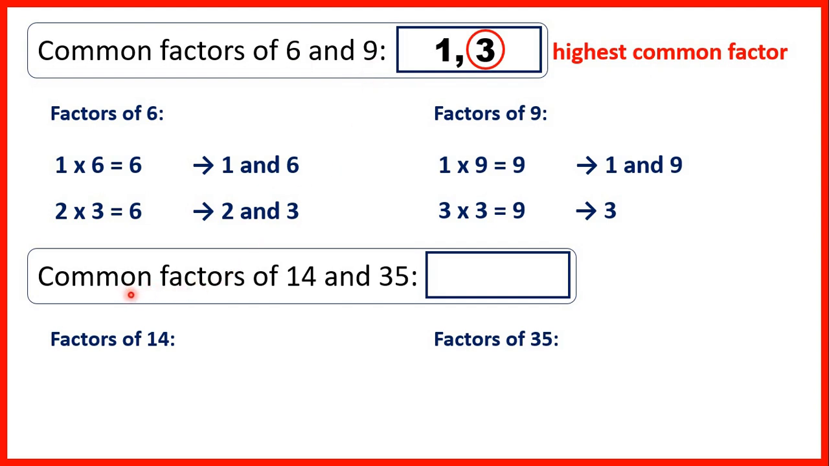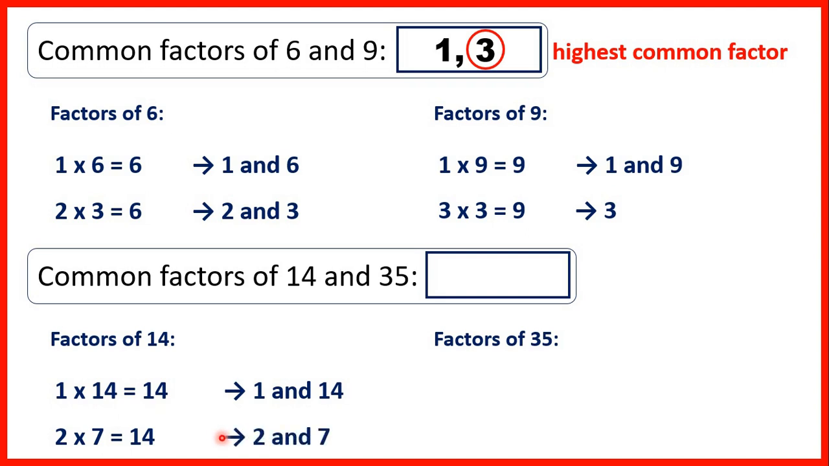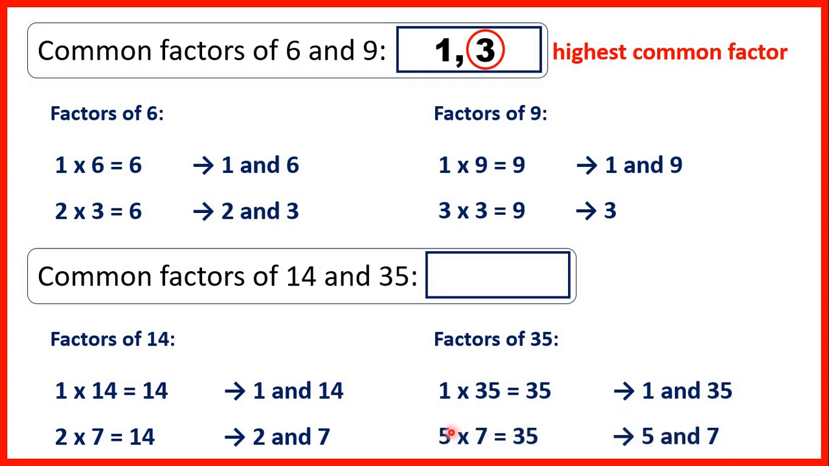Now let's find the common factors of 14 and 35. 1 and 14 are factors because 1 times 14 is 14, and 2 and 7 are also factors because 2 times 7 is 14. Now, for factors of 35, we have 1 and 35, and we also have 5 and 7 because 5 times 7 is 35. So the common factors are 1 and 7, and 7 is the highest common factor of 14 and 35.